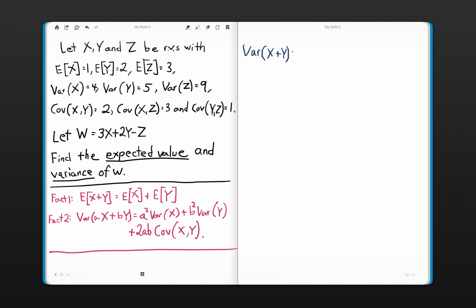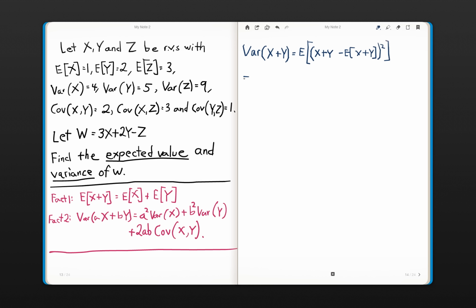And so we're going to use our definition of variance, and this is just equal to the expected value of the actual random variable, which is x plus y, and we subtract off its mean. So this is the actual direct definition of variance, no shortcut formula here, and then we square that entire quantity.